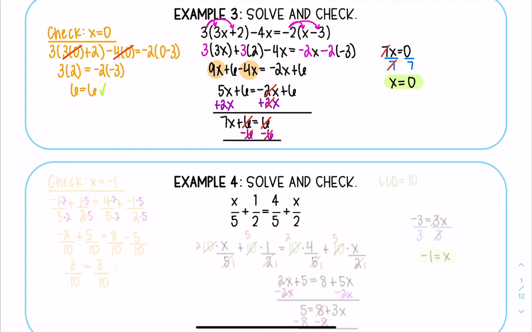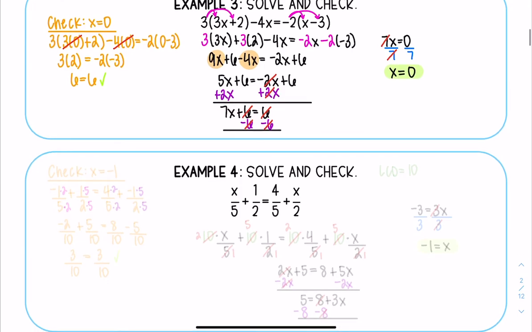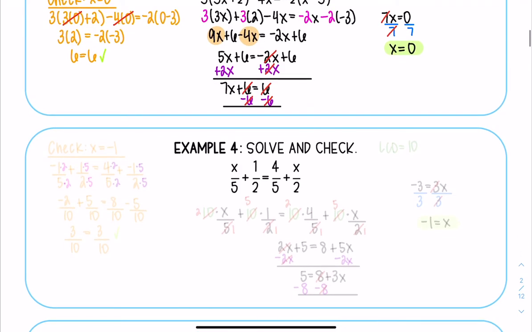Let's try example number 4. So we have x over 5 plus 1/2 equals 4/5 plus x over 2. We need to get rid of all these fractions. So we need to find the LCD. We're working with a 5 and a 2. So what do these both go into? My LCD is going to be 10. So we want to multiply every single piece by 10.